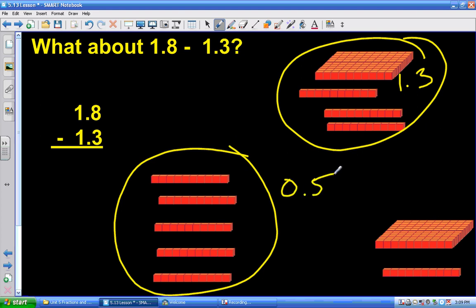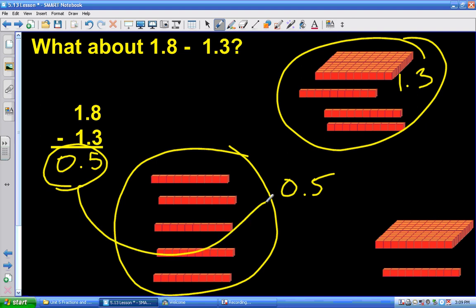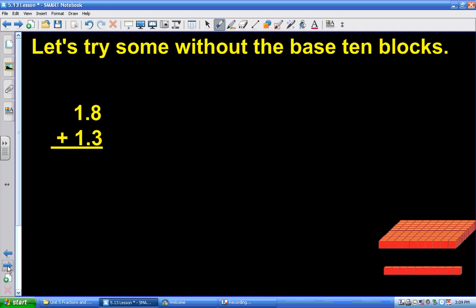0.5. Now, to do this symbolically, 8 take away 3 is 5. Put the decimal down. 1 take away 1 is 0. Does my answer symbolically match the answer I have with my flats and rods? So we did it correctly. All right, here comes the next part.